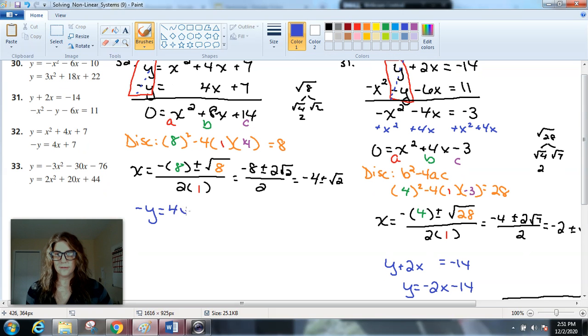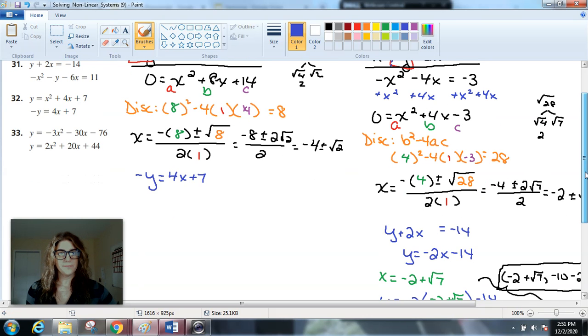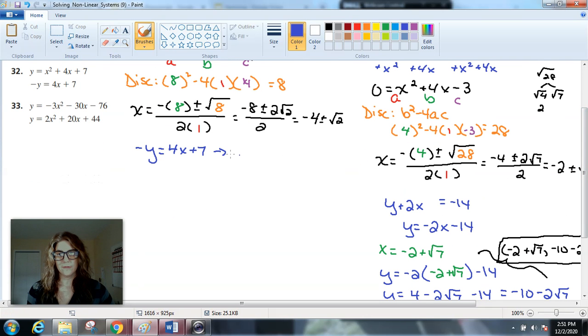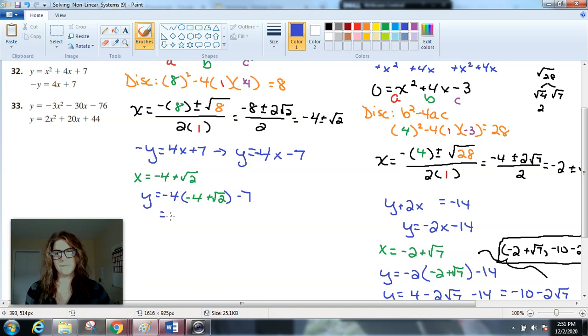So we're going to take that bottom equation again. I'm going to change all the signs so that way I have a positive y that I'm plugging in. So we're looking at a negative 4x minus 7. And again, we're going to do one at a time. So if I start with negative 4 plus radical 2, and I plug it into negative 4x minus 7, and then I would distribute, combine like terms, do all that stuff like we did previously. So we get 16 minus 4 radical 2 minus 7, which simplifies to 9 minus 4 radical 2.